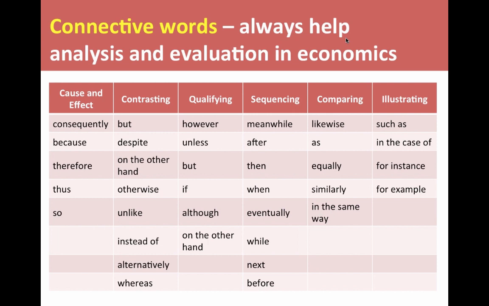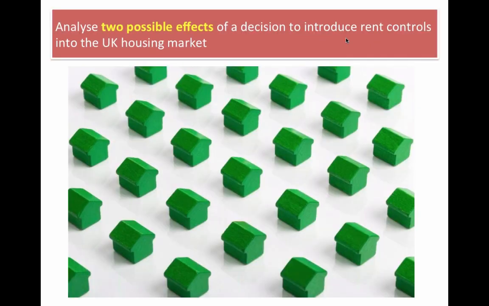So, for example, I'll take the left-hand side here, cause and effect words: consequently, because, therefore, thus, so. They just give your answer a little extra flow. Sequencing words like meanwhile, or then, and when. Okay? So connective words, many of you will already use them exceptionally well. Maybe worth thinking about if you're a little unsure how to put sentences together into a paragraph.